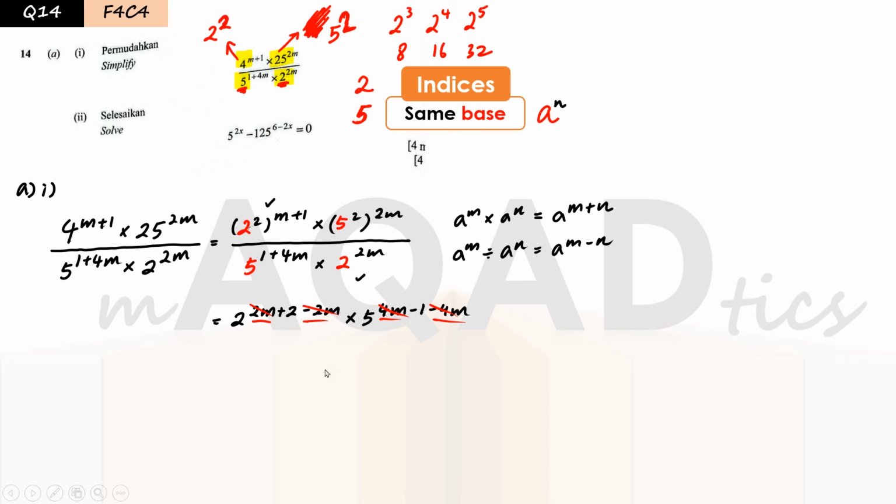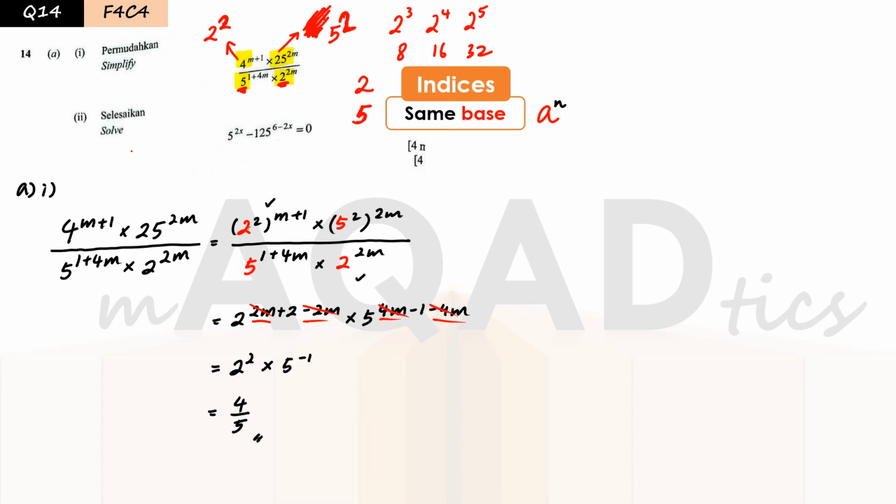So now we are just left with 2 to the power of 2 multiply 5 to the power of negative 1. We can just plug it into the calculator and we can find out the answer, which is 4 over 5.